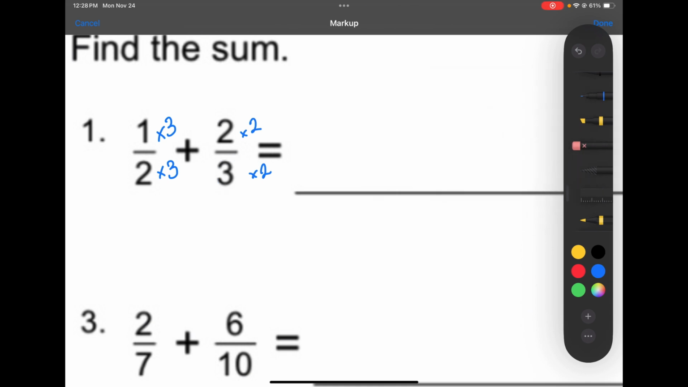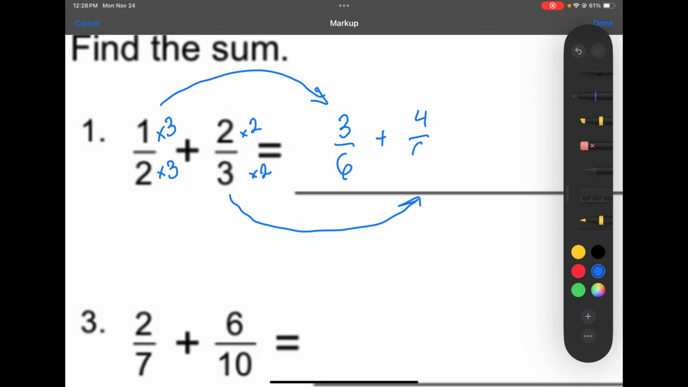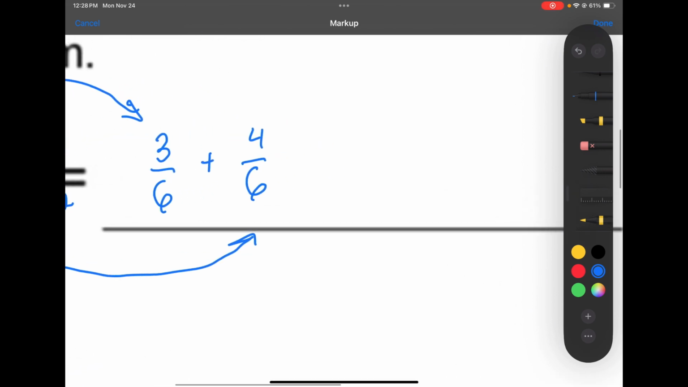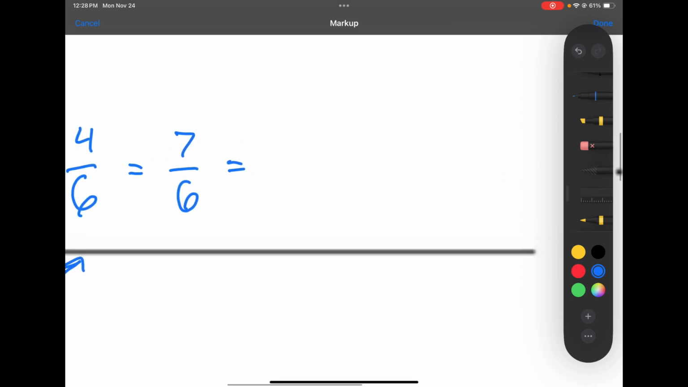Next, let's convert these fractions. After multiplying by 3, 1/2 becomes 3/6. And after multiplying by 2, 2/3 becomes 4/6. So we just add that, which gives us 7/6. Because this is an improper fraction, we'll convert it into a mixed number. We can do that by dividing it.